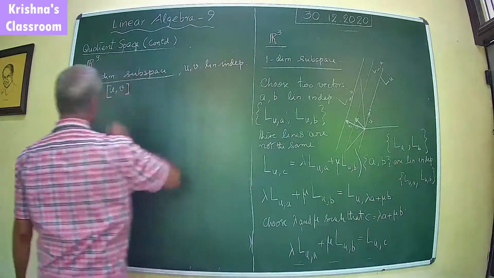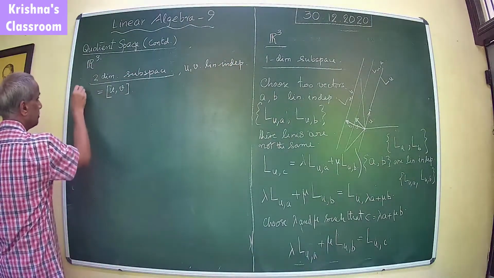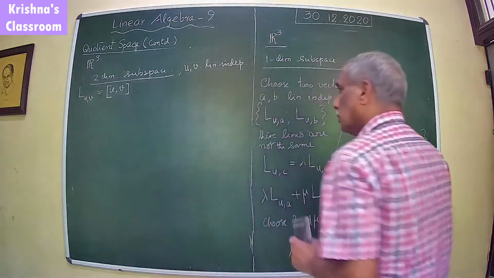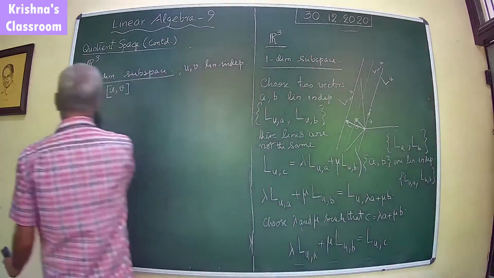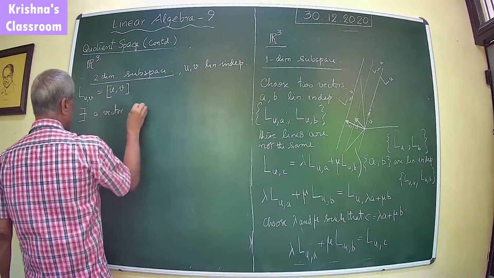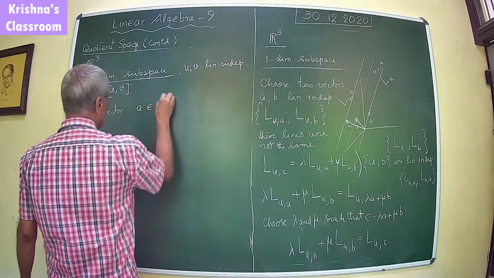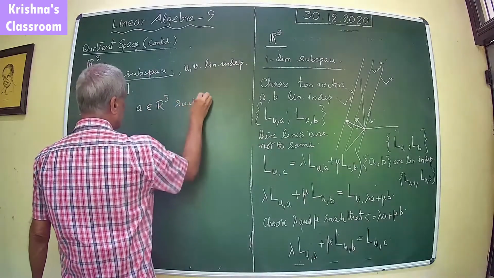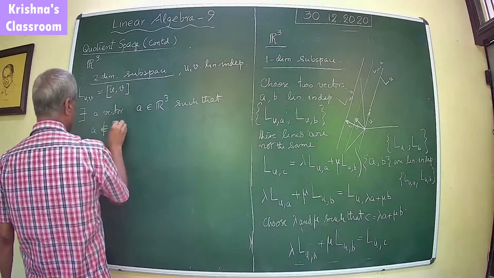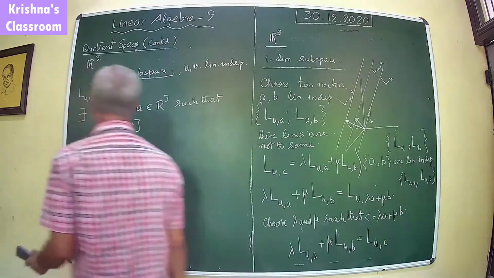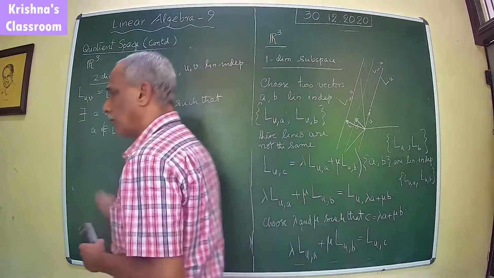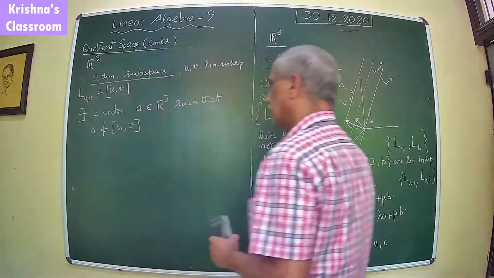Take the span of these two. This is it. Now there exists a vector A belonging to R3 such that A does not belong to it, because it is three-dimensional, you have a third vector. Or in other words, U, V, A together will form what is called a basis for R3.